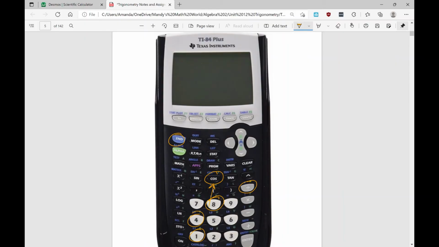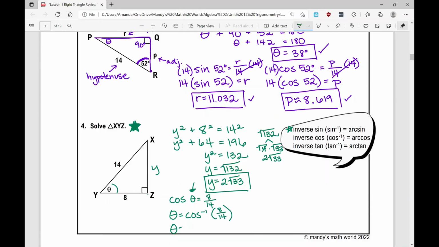And at this point, you should get, and I'm going to round it, 55.15. And that's how you plug that in. Equals 55.15 degrees. So this angle measure right here is 55.15 degrees.